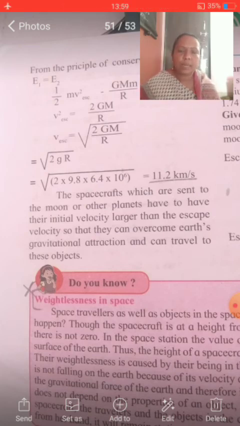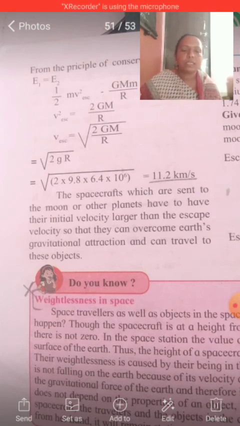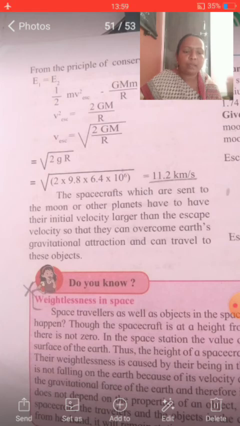Then we see Kepler's laws. Kepler has given three laws. Kepler's first law tells us that the orbit of a planet is an ellipse with the sun at one of the foci. The second law is that the line joining the planet and the sun sweeps equal areas in equal intervals of time. And the third law is that the square of its period of revolution around the sun is directly proportional to the cube of the mean distance of the planet from the sun. Kepler has given these three laws.